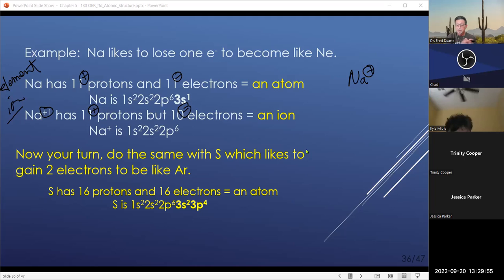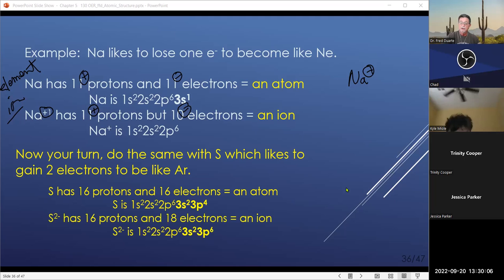Sulfur is a nonmetal. It's going to gain electrons, specifically 2 electrons, because there's an empty spot in the p orbital for 2 electrons, and that's where they go. The result is now we got 16 protons, and now we have 18 electrons. So the 16 positives and 18 negatives. And so we have a net of a -2, excuse me.